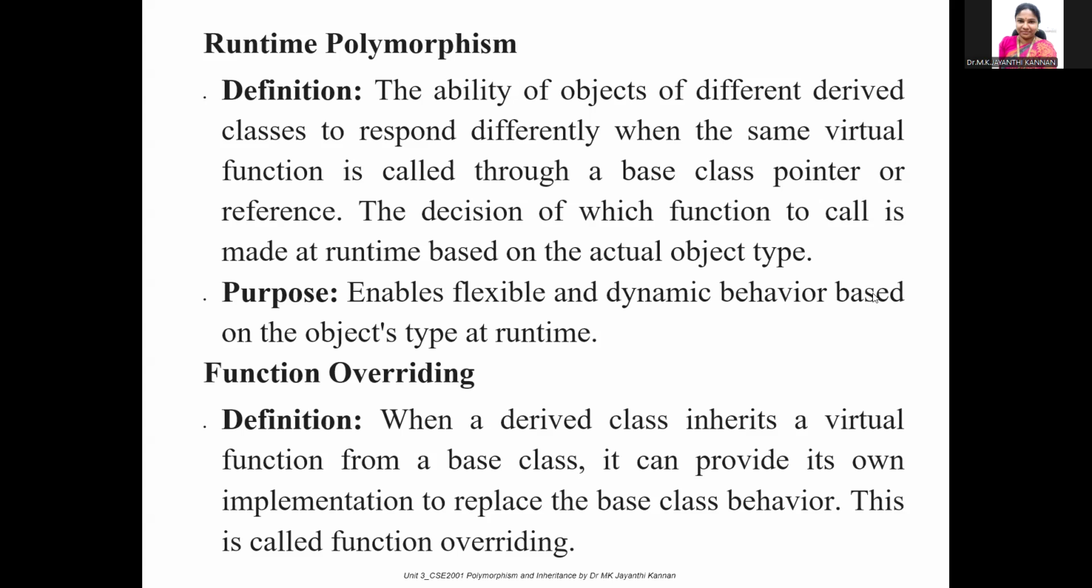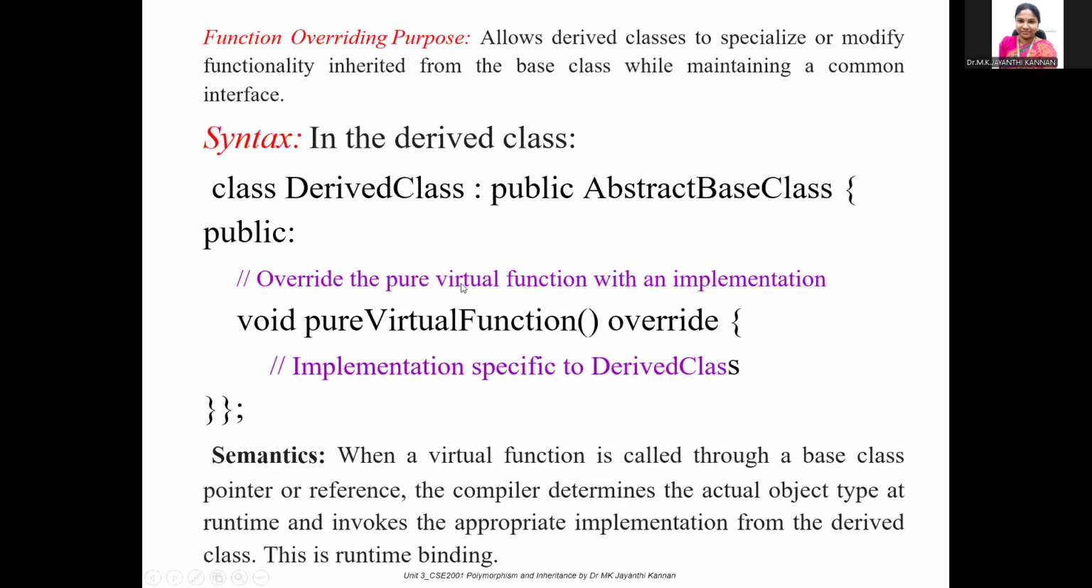In function overriding, when a derived class inherits a virtual function from the base class, it can provide its own implementation to replace the base class behavior. This is called function overriding. So what is the purpose of overriding? It allows the derived classes to specialize or modify functionality inherited from the base class while maintaining a common interface.